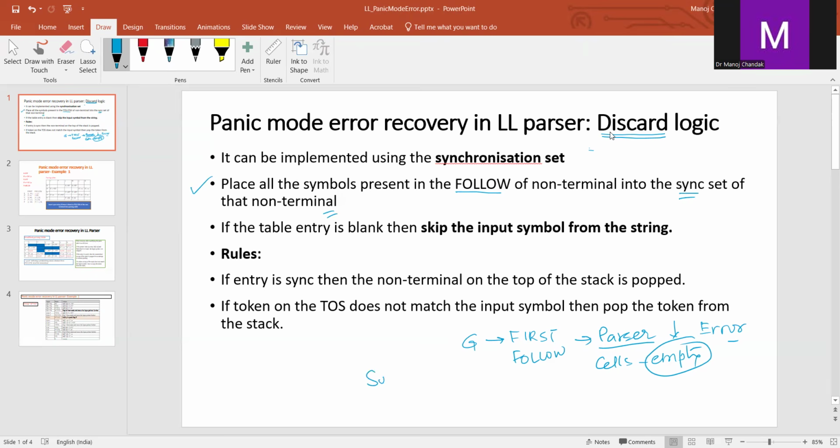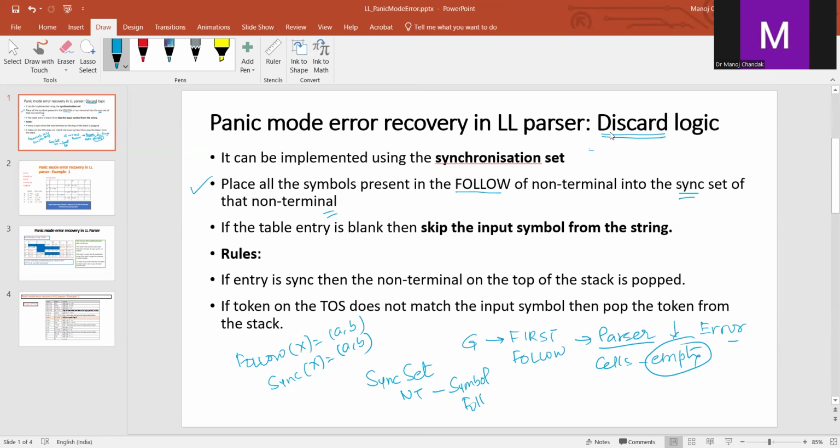Logically, we create another set called sync set for each non-terminal, and we just copy the symbols which are present in the follow set of that non-terminal. For example, if in the follow of some non-terminal X there are symbols A and B, then the sync set of X will also be A and B. Clear? If the entry is blank in the parsing table, then skip the input symbol from the string. So these are the two rules which will be applied when we do panic mode error recovery using the discard logic in the LL parser.